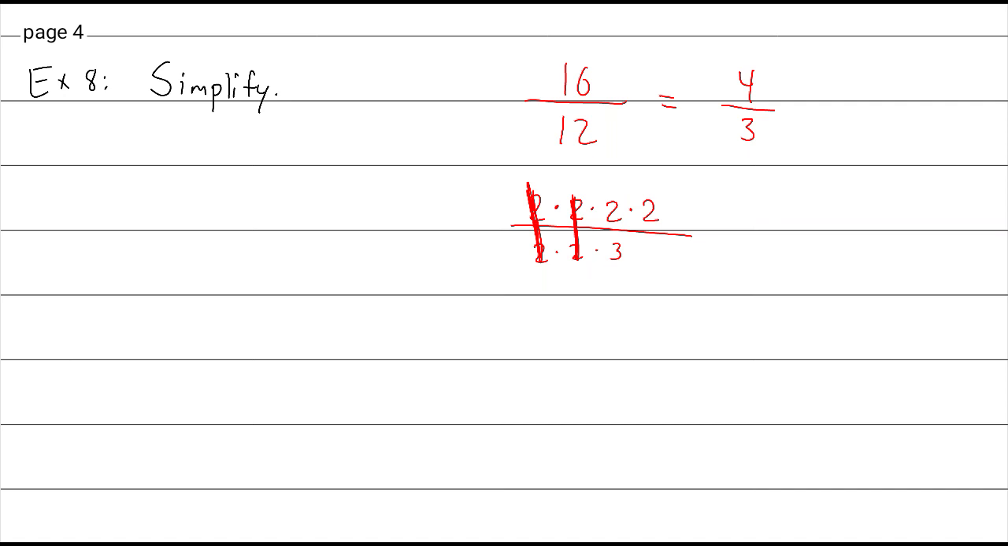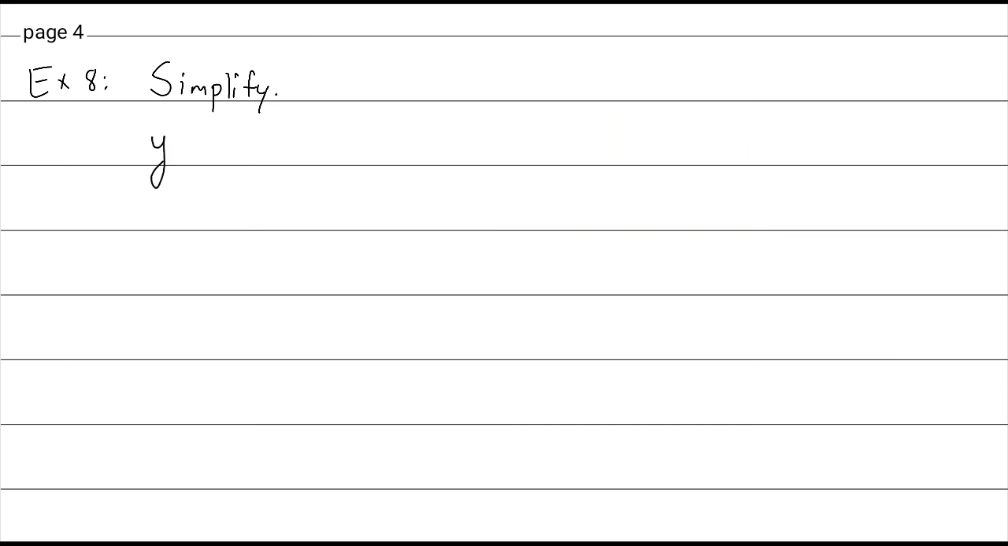So the same idea will be true. What I'm going to try to do is break up the rational expression into the numerator and denominator and see if I can cancel things out. That's going to be my goal. So, example 8. y squared plus 6y plus 8 over y squared plus 5y plus 6. That looks ugly.